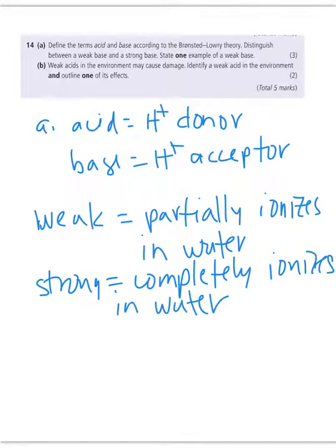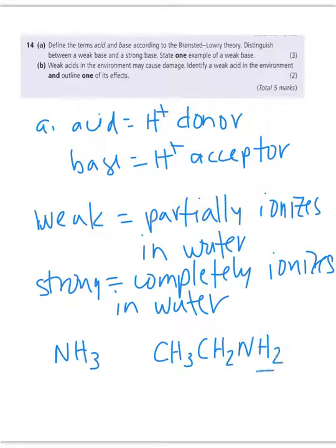And state one example of a weak base. When you're looking for a weak base, go to your organic acids and bases, go to your data booklet, and you should be able to find one. The easiest one that I remember is NH3, because I know it will gain a hydrogen to become NH4. Looking in your data booklet, you could easily find something like CH3CH2NH2. But the NH2 is the key there, or NH3, that it's likely going to be a weak base.